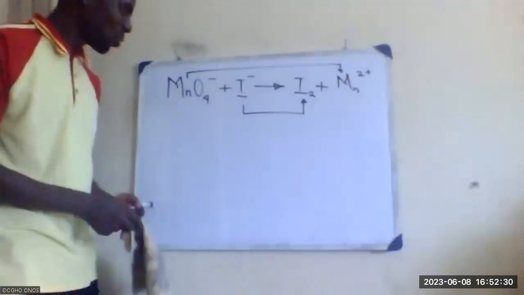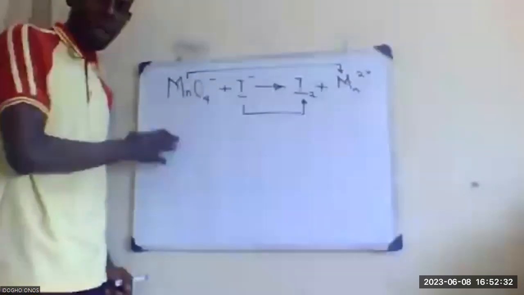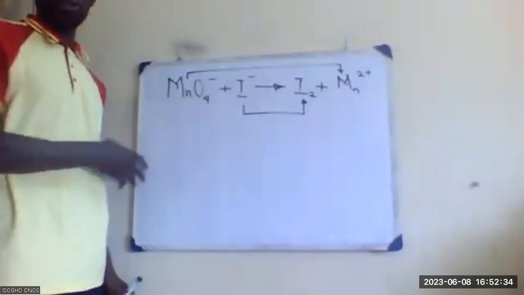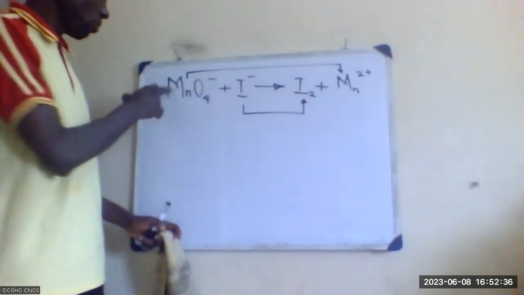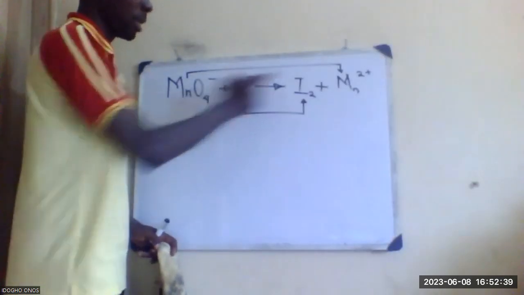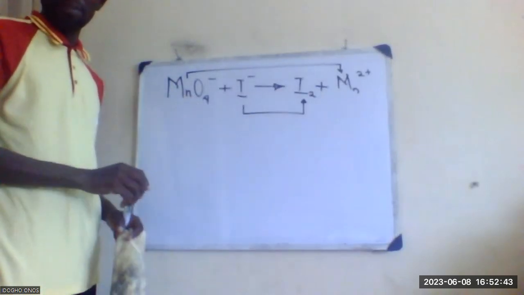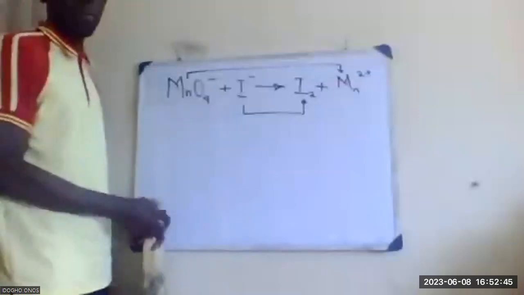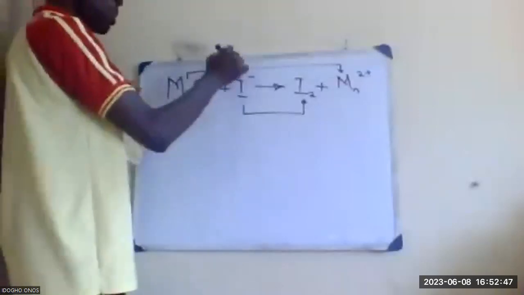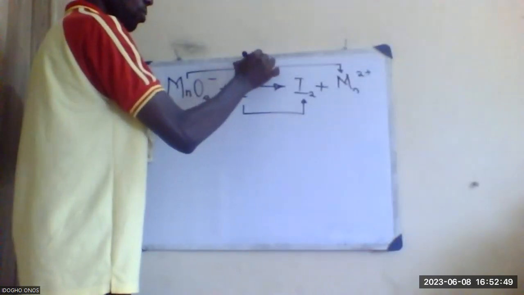So the first thing to do, like I said, is let them identify reduction half equation and oxidation half equation. If you check it, this is MnO4. This is just Mn. The only difference now is oxygen is no longer here. Removal of oxygen, so oxygen has been removed. That is reduction.